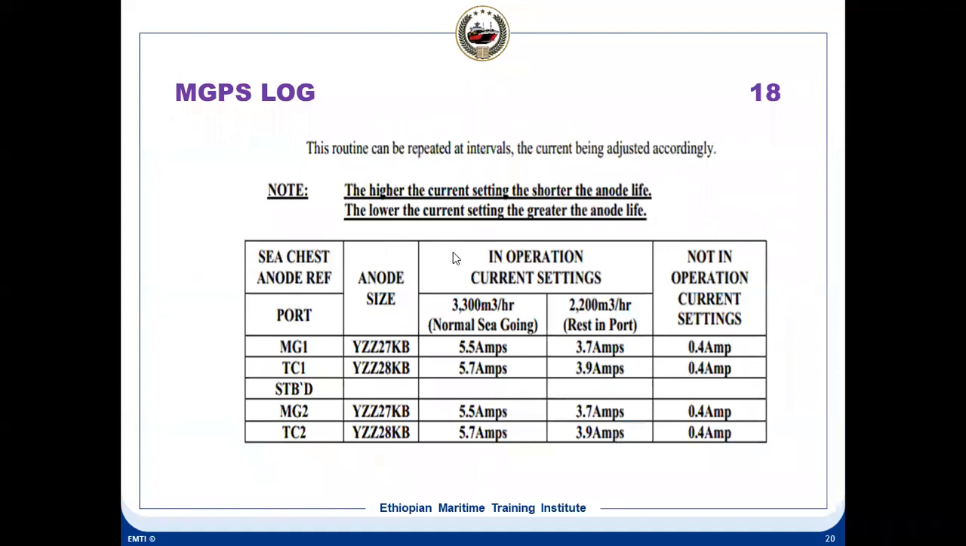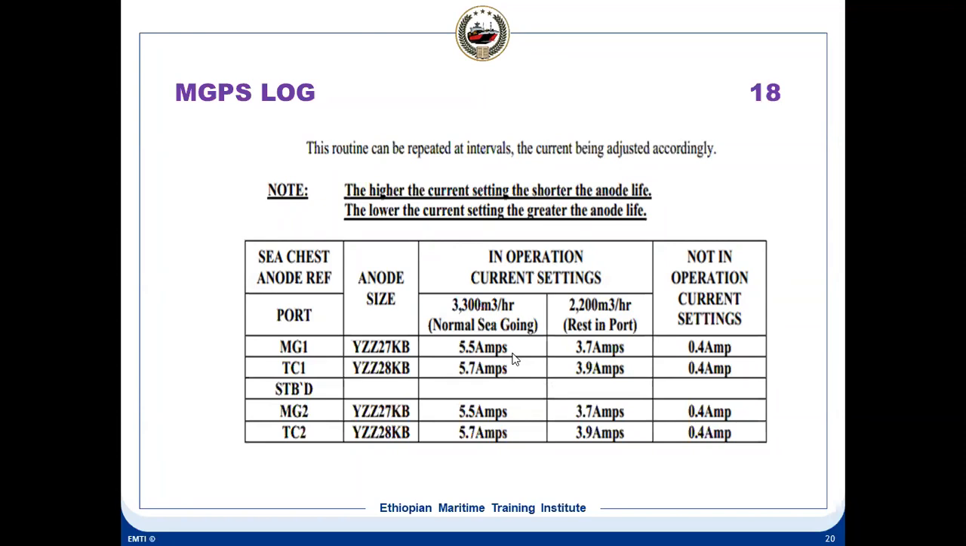Here, MGPS log. If they ask you in the oral, what are the parameters you will observe in the MGPS log? Same like the ICCP log, the MGPS log has to be filled up every day, and you have to inspect this. What is the current? This is very important. You have to see whether the current is going up, reducing or increasing. Normal setting is 5.5 amps. Suppose you find the current has reduced, it indicates that your MG1 anode has been finished, when the current is going very low.